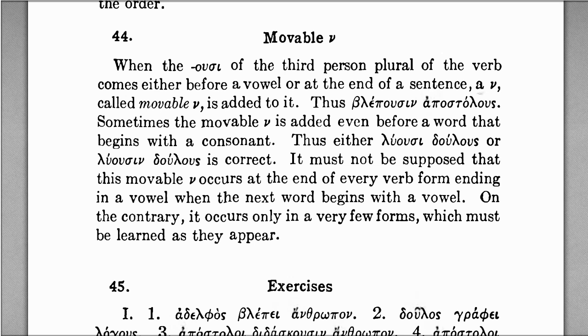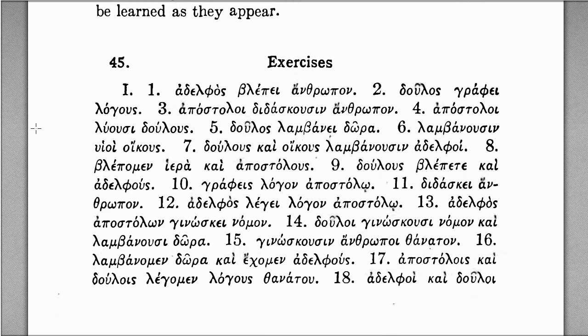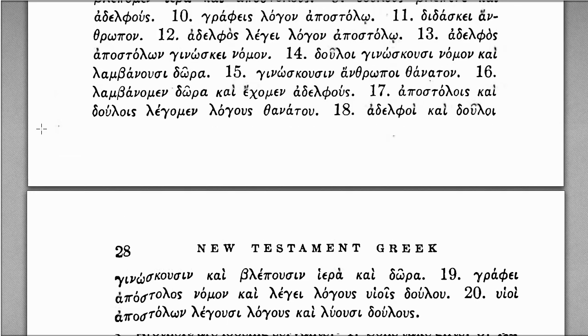It must not be supposed that this movable nu occurs at the end of every verb form ending in a vowel when the next word begins with a vowel. On the contrary, it occurs only in a very few forms, which must be learned as they appear. So when you do your exercises, which I hope you will, we have paragraph 45, the exercises coming up. Let's see what else we have. Yes, paragraph 45 are your exercises.